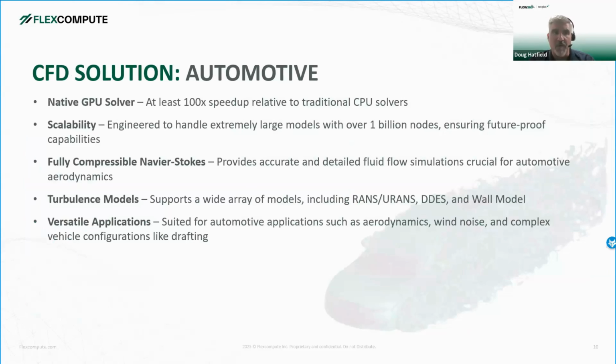So it's a full solution for automotive. It's native to GPU, where we're providing significant speed up. You'll hear more about that today. It's scalable, which is one of the benefits of Flow360, because it was fundamentally architected to scale well on GPUs. So we see no limit. Currently 64, 128. It doesn't plateau. Fully compressible Navier-Stokes, a variety of turbulence models to meet your needs for RANS or for DDES, and versatile applications. Certainly we can handle automotive applications, aerodynamics, wind noise, various things that you would need to support your development process. Next slide.